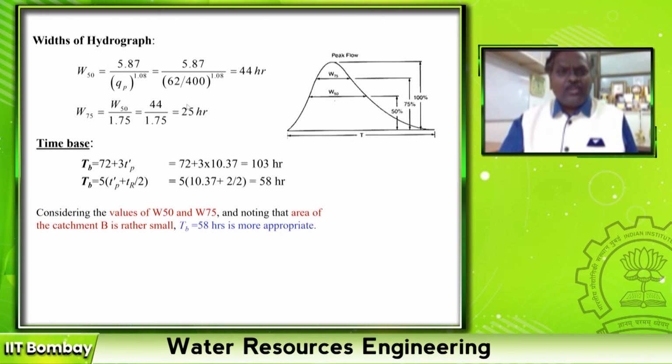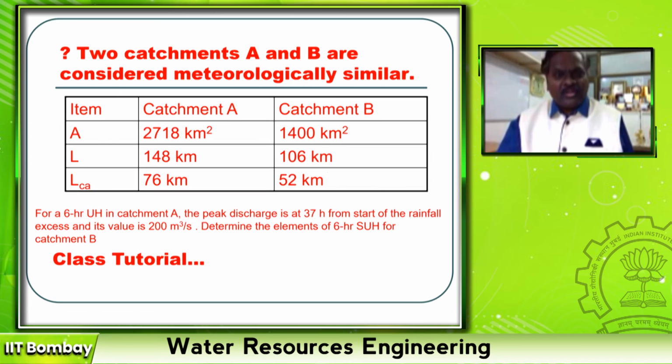Considering the values of W50 and W75, noting the area of catchment B is rather small, time to peak of 58 hours is sufficient. Right? I have given one more calculation. You can just solve this, find out the values of unit hydrograph for catchment B. Right? So this is synthetic unit hydrograph.